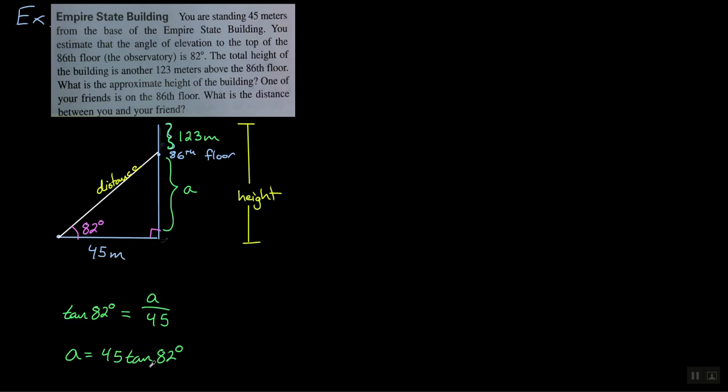Okay, so I like that. Let's go ahead, and I know that A is this, and the height then is just A plus 123. That's the height of the tower. Everybody cool with that? Okay, on your calculators, I want everybody to physically try typing this in.